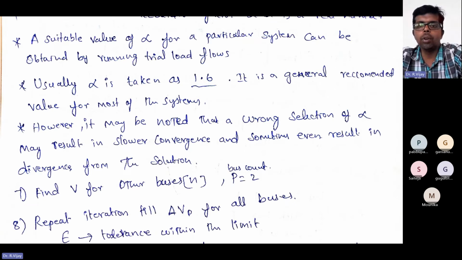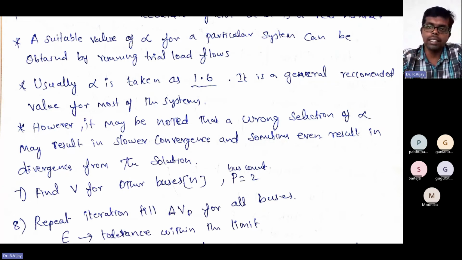However, it may be noted that a wrong selection of alpha may result in slower convergence, as I said before, and sometimes even results in divergence from the solution. Sometimes the divergence of the answers will be more. Say, for example, you are doing it by taking alpha as 1.6 and your friend is taking alpha as 1.5. If you see the answer, the voltage and change in the voltage, there will be a much difference, some 5% or 10% difference, depending on the value of alpha, and convergence also will be slow.